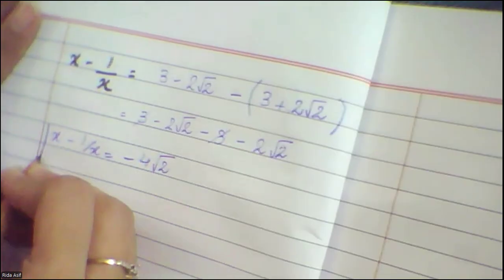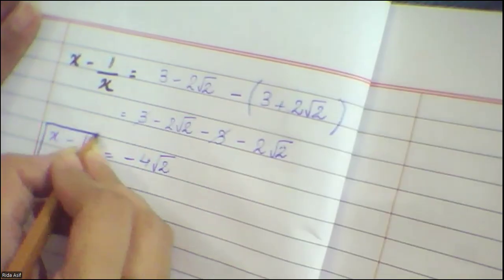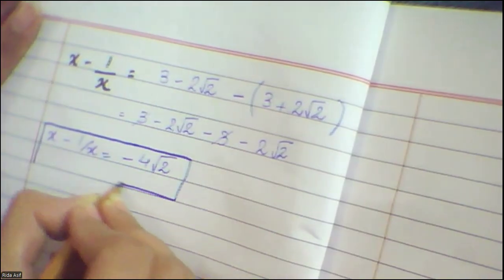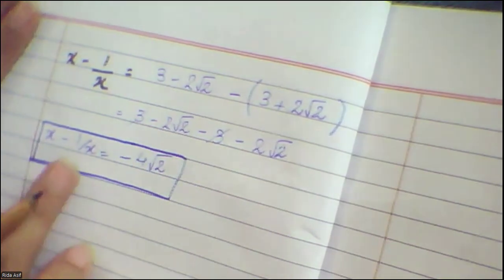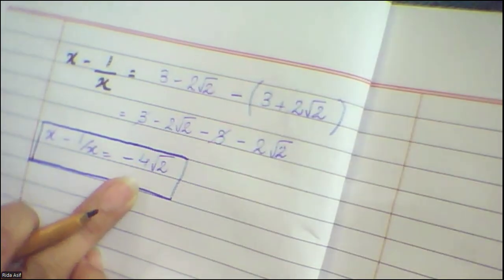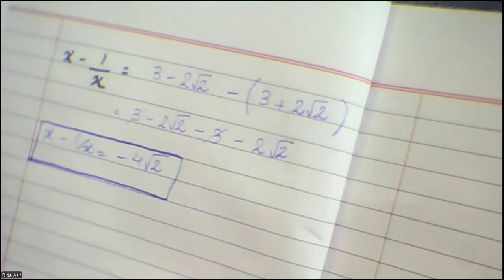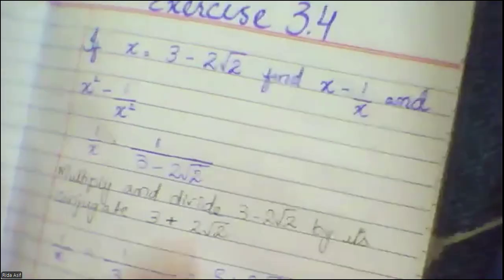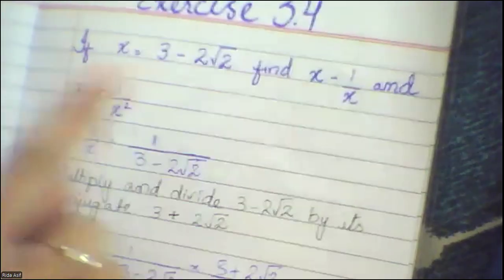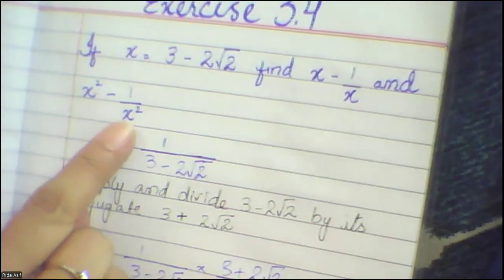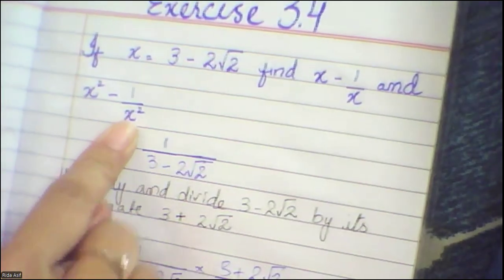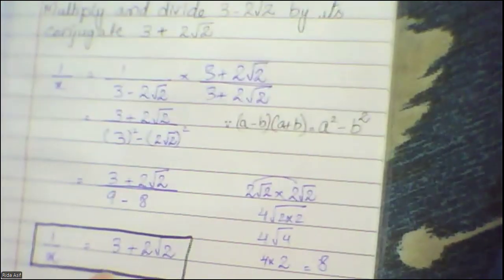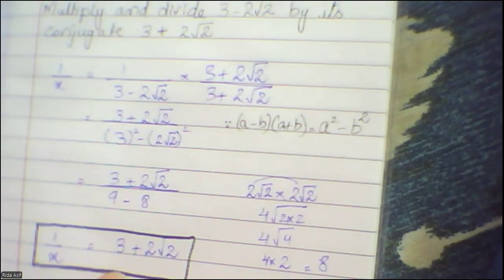So we have to find x minus 1 upon x, and what do we have to find more? This is x minus 1 upon x. We get the first answer, minus 4 root 2. Now, what do we have to find next? We have already found this. Now, how can we find x square minus 1 upon x square? So simple. Just take the square of this and take the square of this and subtract it.